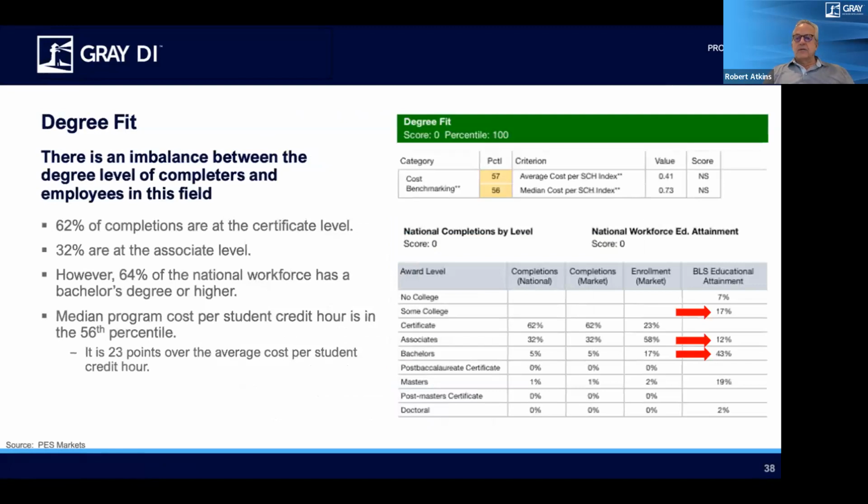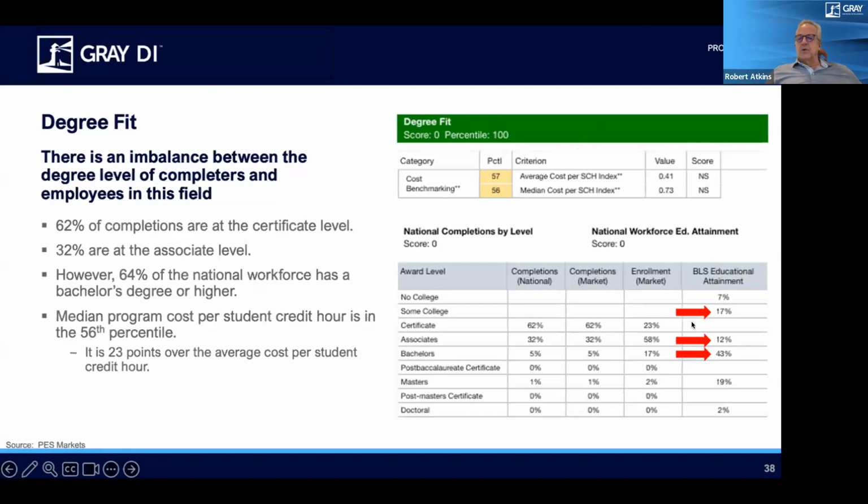So what degree level should people have to go into this field? We do this in a little bit of a funny order. First, let's talk about the cost of you offering it. It's a little bit more expensive than average. The median cost per student credit hour is indexed, so again, a 0 to 1 scale. At 0.73, this program is a little more expensive than the norm to run, with 0.5 being the norm. So keep that in mind if you're thinking of offering it. It's, as I say, a little bit more expensive than usual.